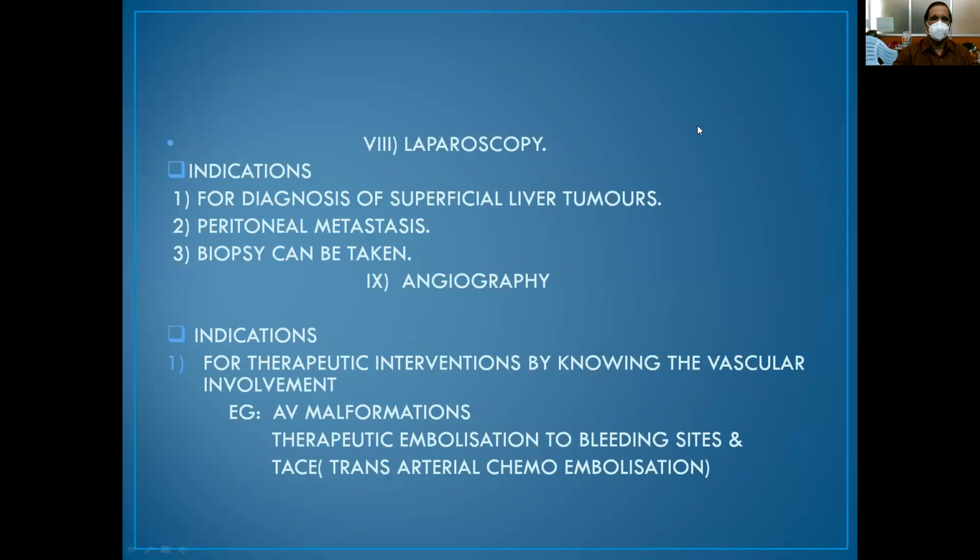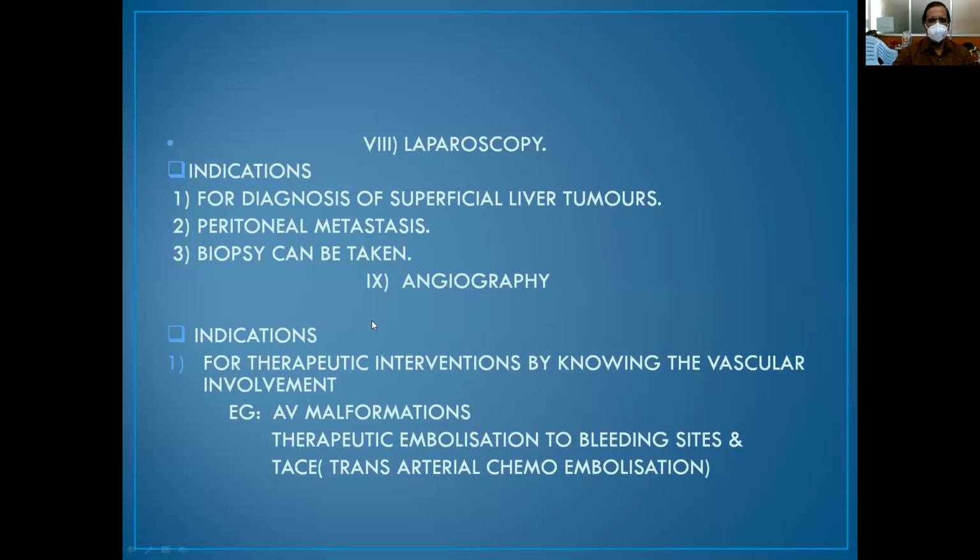And laparoscopy: what are the indications? Diagnosis of superficial liver tumors and peritoneal metastasis. I already told you, CT and MRI are both unable to diagnose peritoneal metastasis, and before going for any surgery in carcinoma stomach or carcinoma pancreas, we must do diagnostic laparoscopy to assess whether there is any involvement of the peritoneum, that is, distant metastasis in the peritoneum. And we can take a biopsy also.